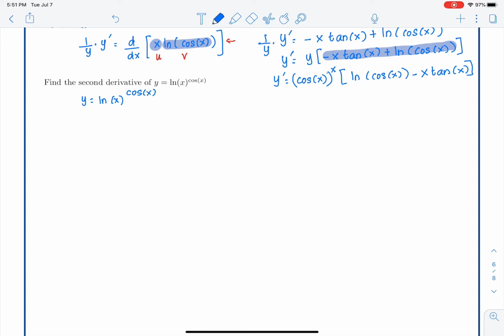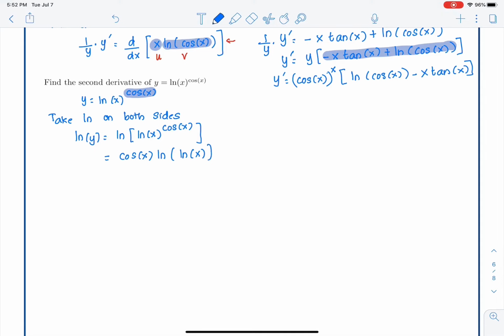We have y equals ln of x raised cosine x. Again, there is a function cosine of x in the power. So what we do is we take the natural logarithm on both sides. So ln of y would equal ln of x raised cosine x. Using the power rule of logarithms, the cosine x is going to move to the front. And we have ln of x.